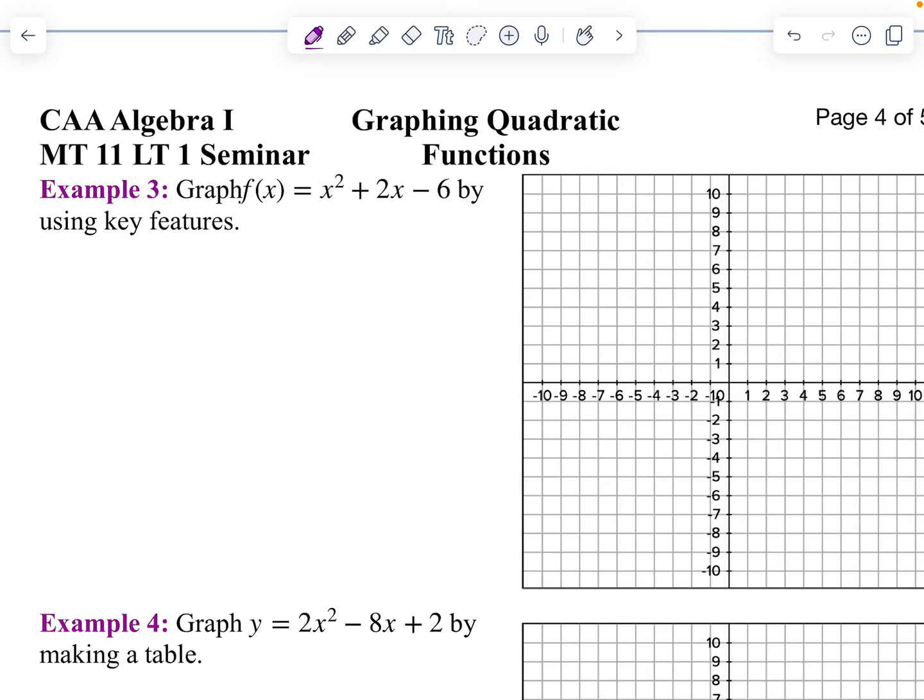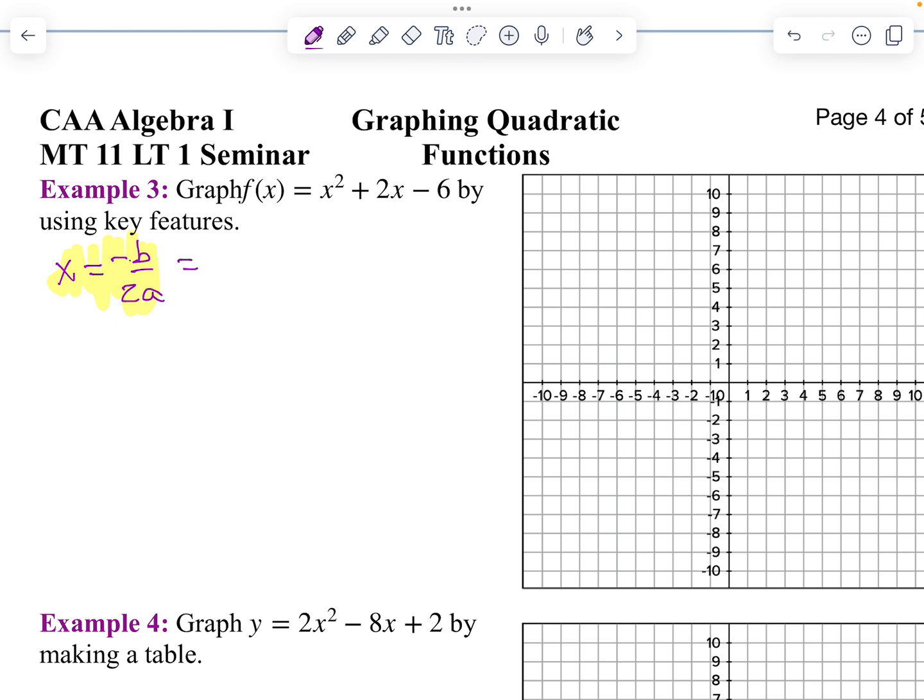Okay, in example 3, we're going to use our key features. So to find the axis of symmetry, we're going to say x equals negative b over 2a. This is one formula. I will give you some formulas, but I do want you to memorize this one. So x equals negative b over 2a. Write it down every time you do it today until you get it memorized.